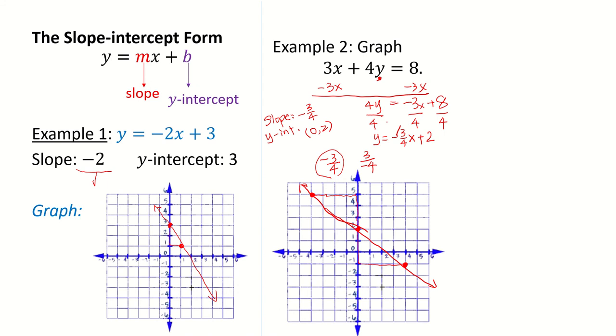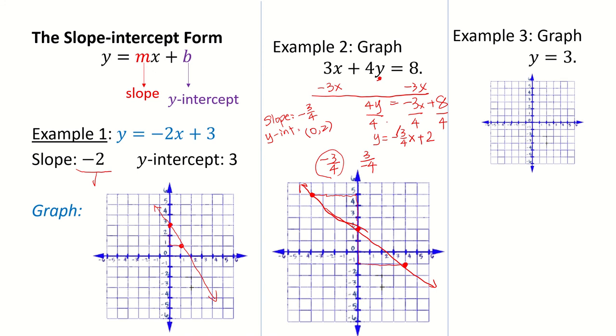Okay, next example. Well, how do we graph this equation, y equals 3? Well, with y equals 3, I can't find the slope, because we're missing the x term. So the slope here in this case is 0. You can see this as 0x plus 3. You don't have the x term. So the slope is 0.